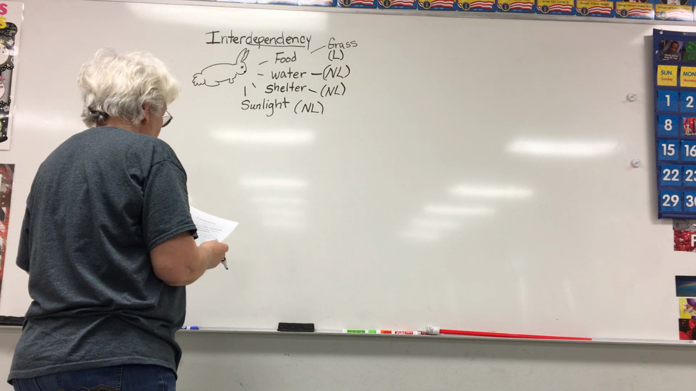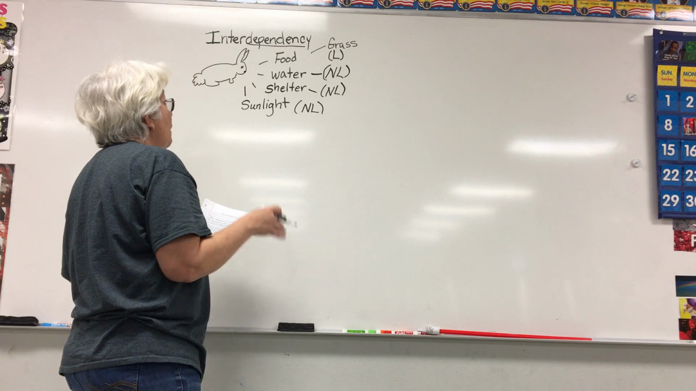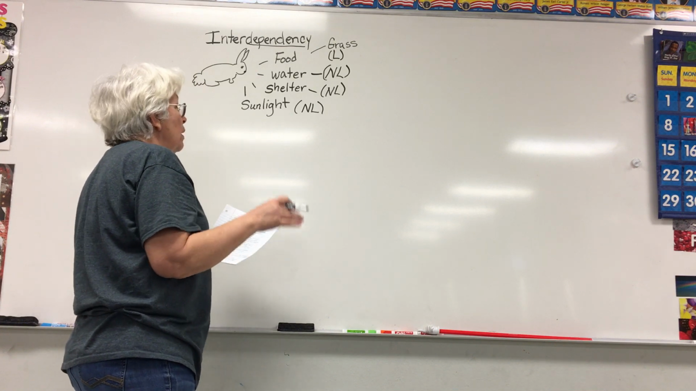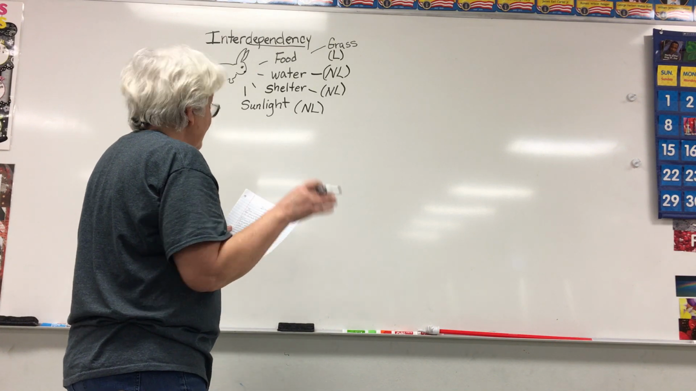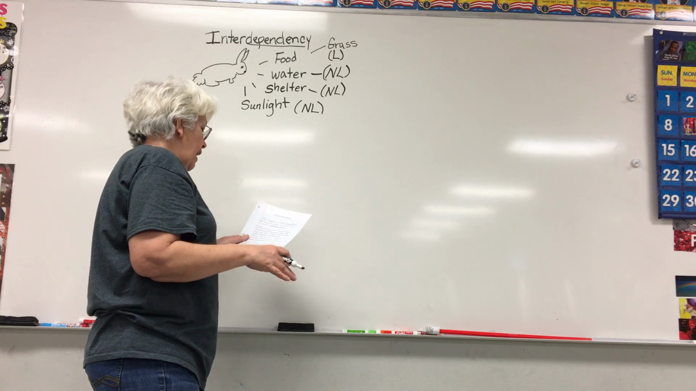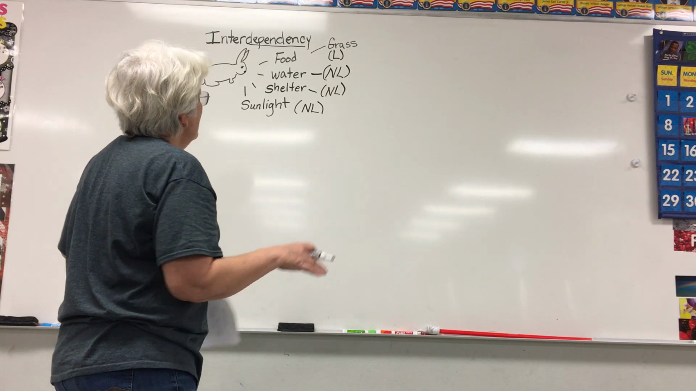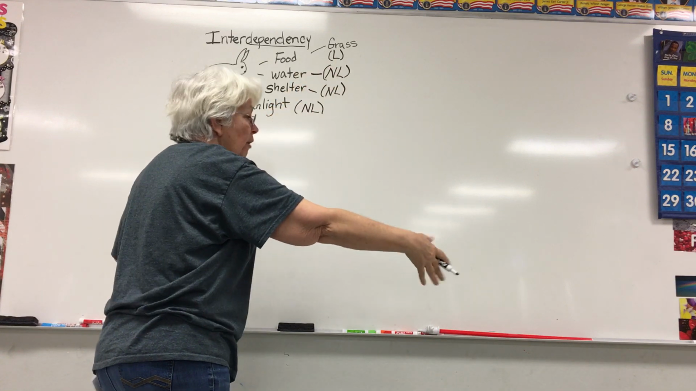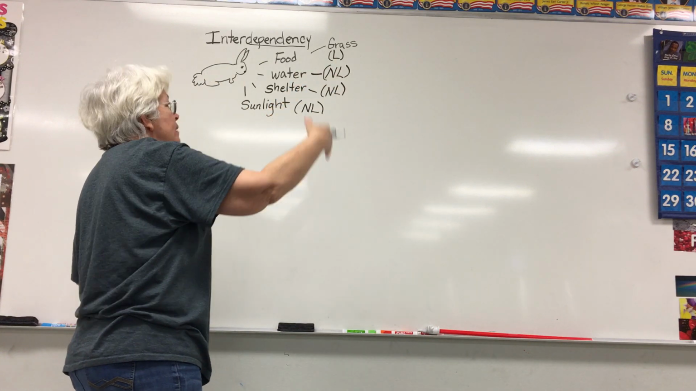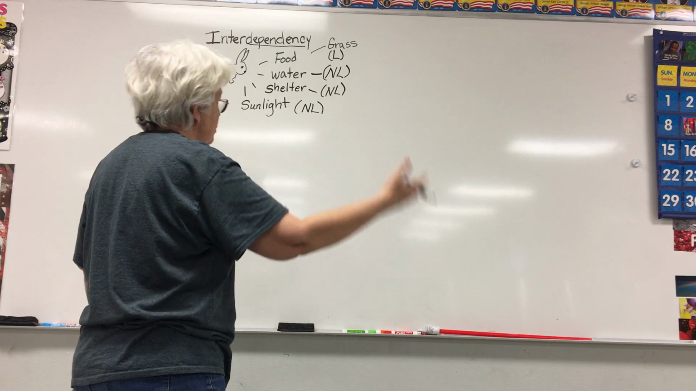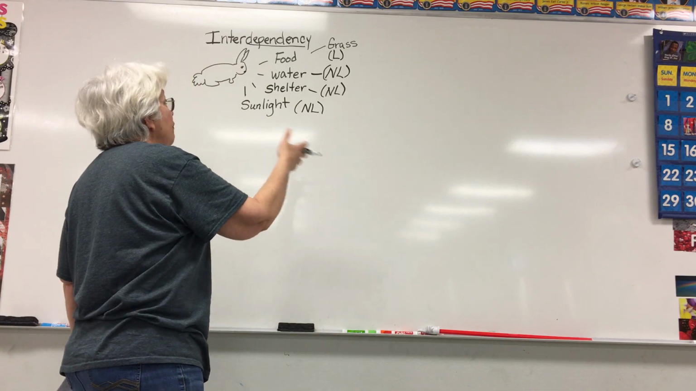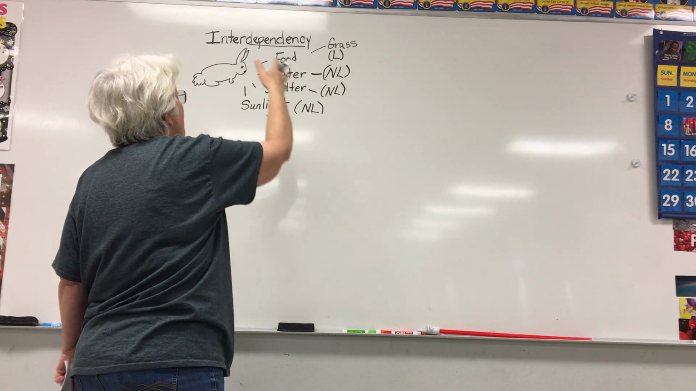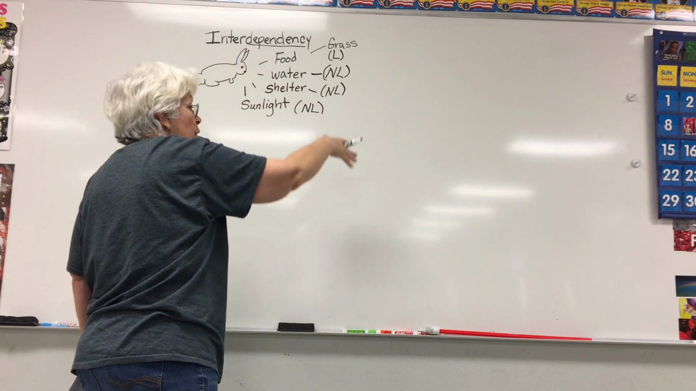So different organisms compete for the same resources. When we talk about an organism, remember, an organism is a living thing. So this rabbit is eating grass. Well, what other things eat grass? Grasshoppers eat grass, cows eat grass, horses eat grass. There's a lot of things that eat grass. So they're competing for this food.